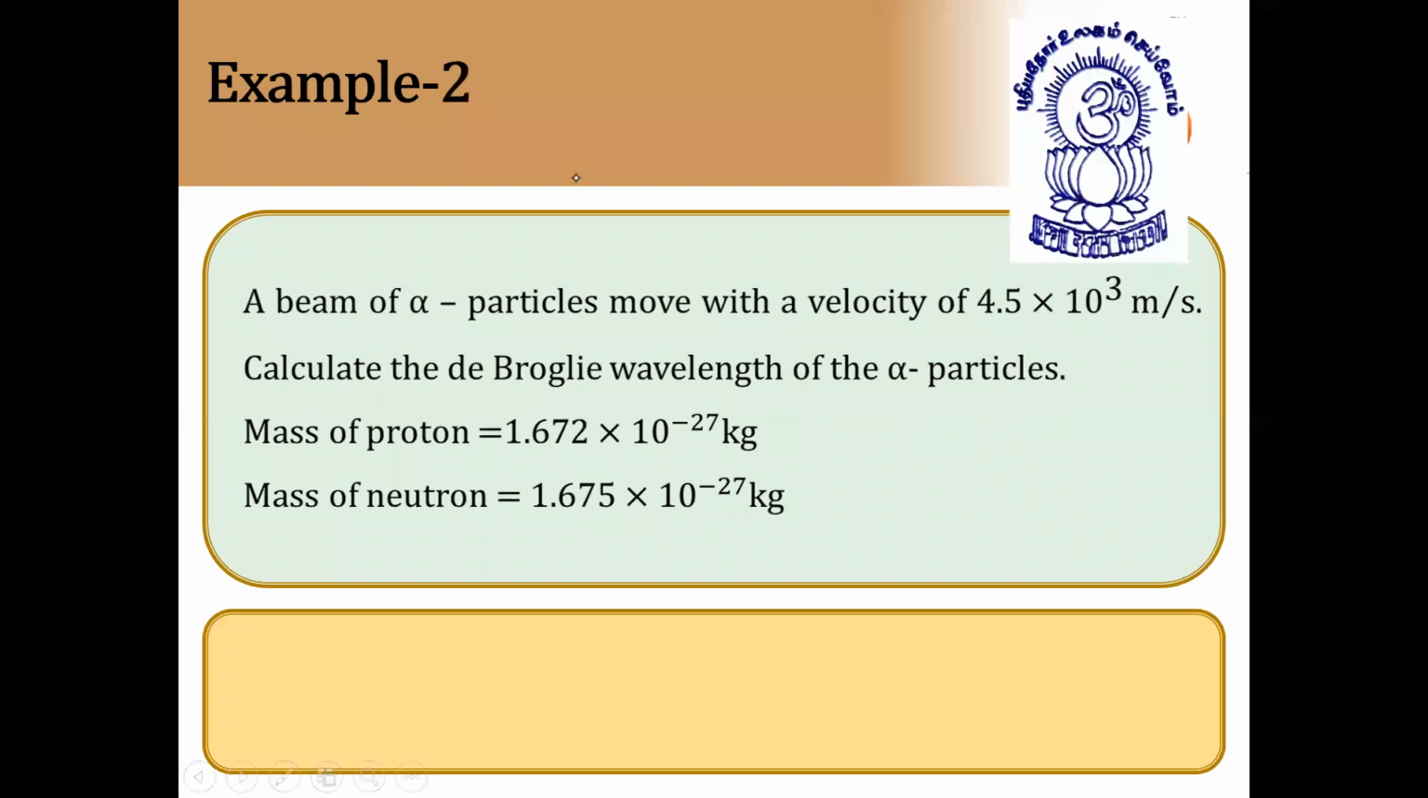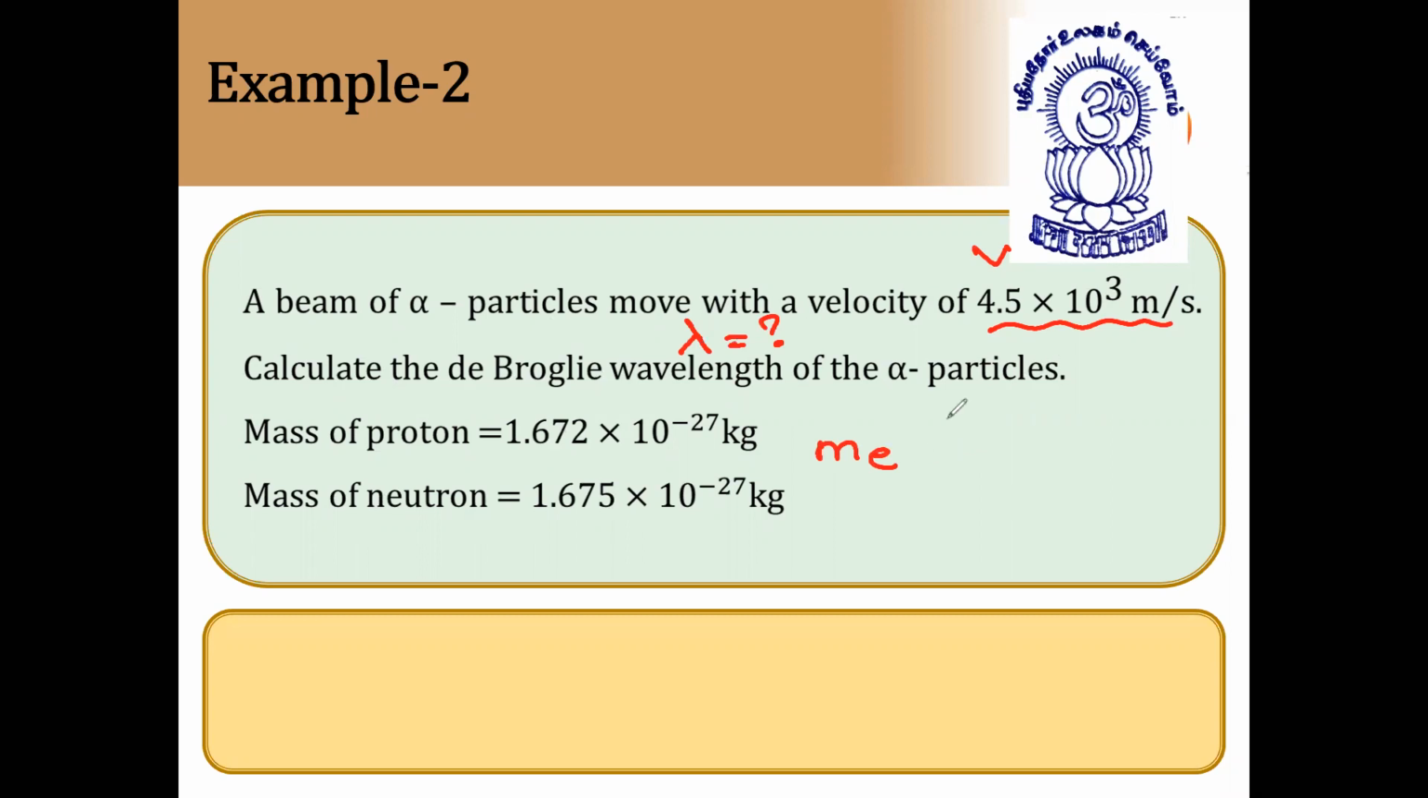Second question: a beam of alpha particles moves with a velocity of 4.5 × 10^3 meters per second. They have given velocity v, and they have given alpha particles. Calculate the de Broglie wavelength of the alpha particles. Mass of proton is given, mass of neutron is given. Why have they given the mass of proton and mass of neutron? That also we have to discuss now.